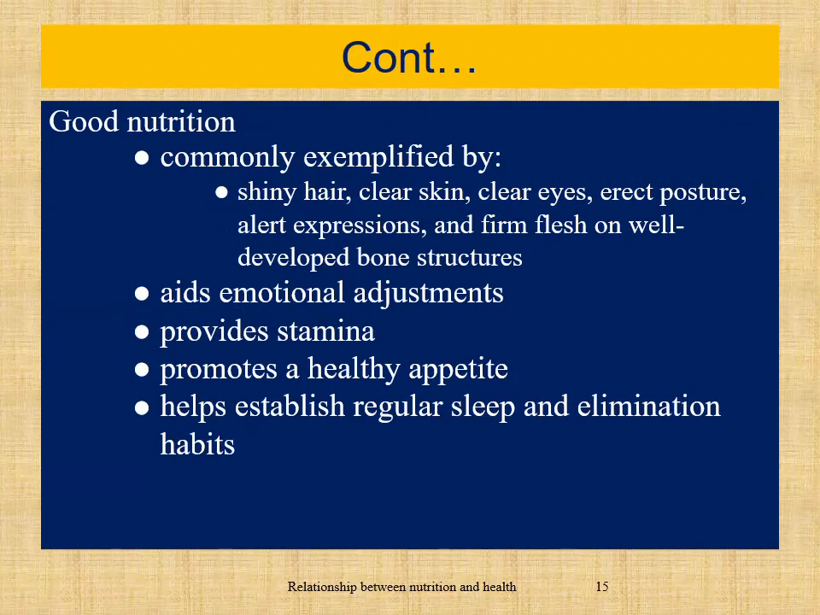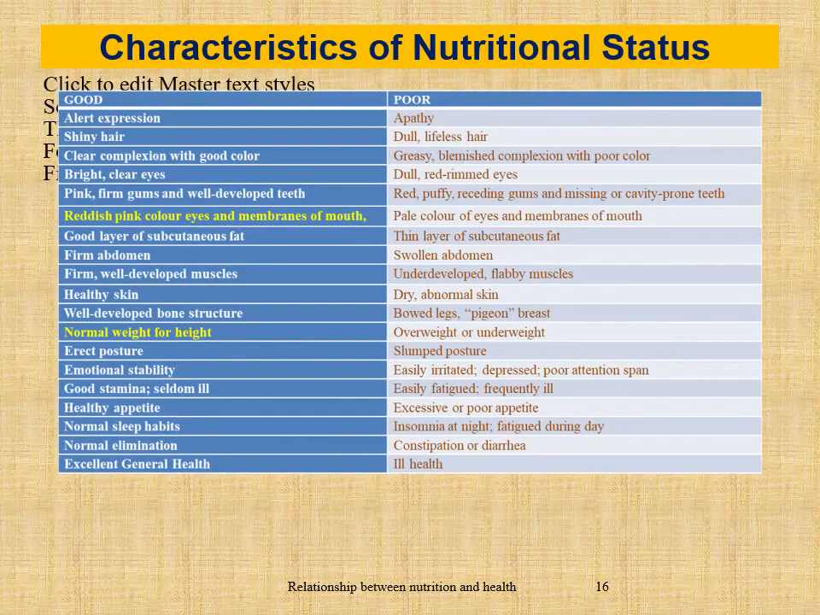Good nutrition is commonly exemplified by shiny hair, clear skin, clear eyes, erect posture, alert expressions, and firm flesh on well developed bone structures. Good nutrition aids emotional adjustments, provides stamina, promotes a healthy appetite, and helps establish regular sleep and elimination habits.